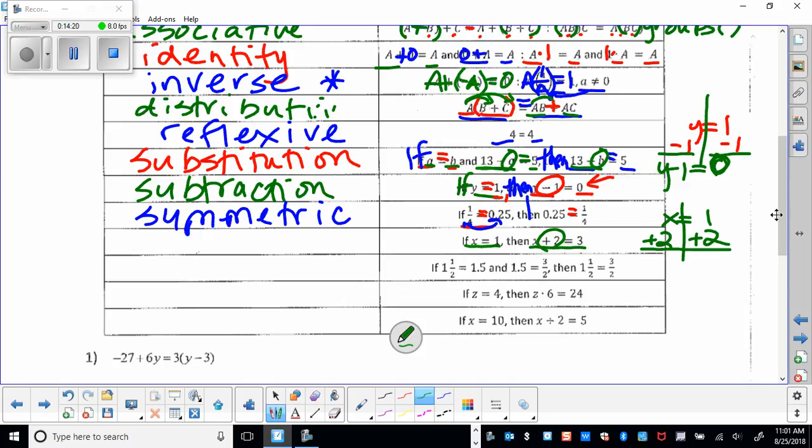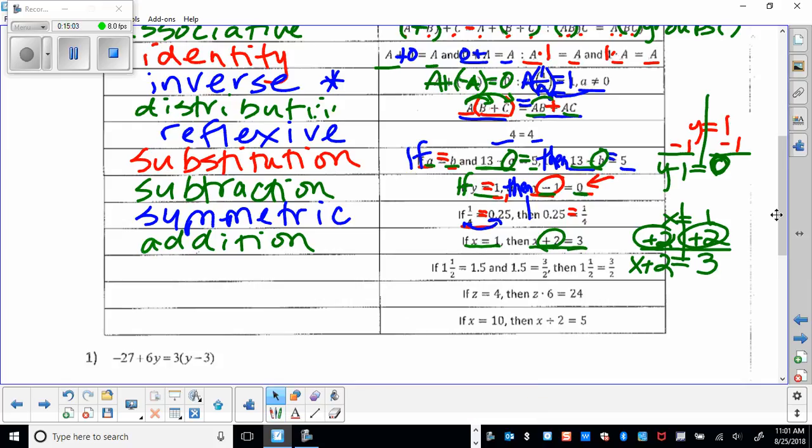Can I combine x plus 2? Is that 2x? No, because that's times. If it's x plus 2, that stays as x plus 2 equals, and then 1 plus 2. Numbers are like terms, so you can combine them. 1 plus 2 is 3. So what did I do? We added 2 to both sides, so that would be addition. Up here we had subtraction, where we subtracted 1 from both sides, and now we are adding 2. So you can add or subtract on both sides. Addition property of equality.